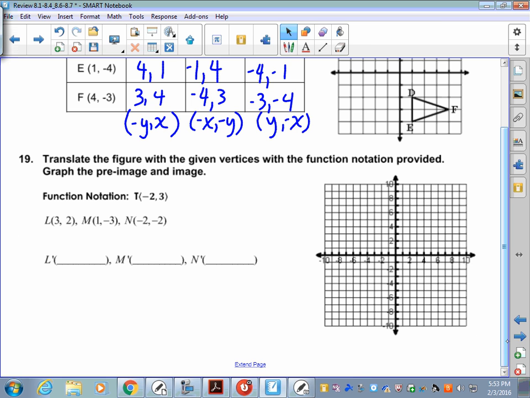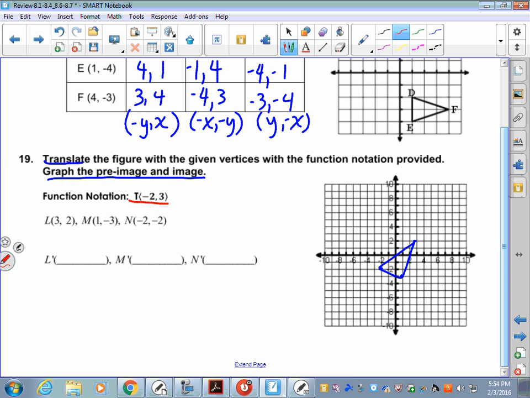And then on 19, here they want us to translate. It says it here. Figure given the vertices function notation provided, and graph the pre-image and image. So we got to graph. They've already given us our pre-image with LMN. So we have 3, 2, and then we have M was 1, negative 3, and N is negative 2, negative 2. So there is our pre-image. And then we are going to use the following rule, T, negative 2, comma 3. That means we're basically translating, T is for translation, x minus 2, y plus 3.